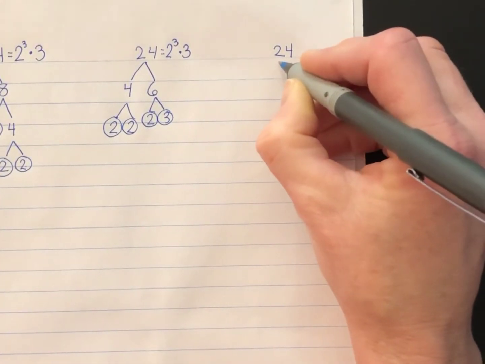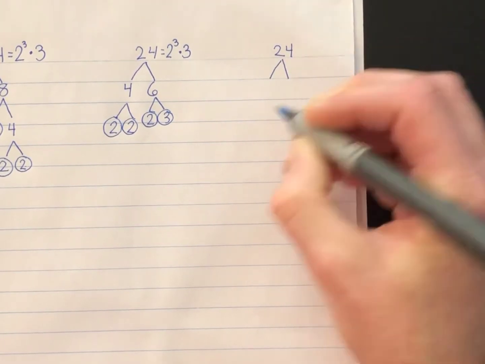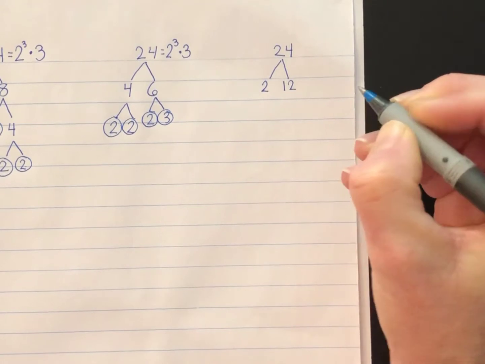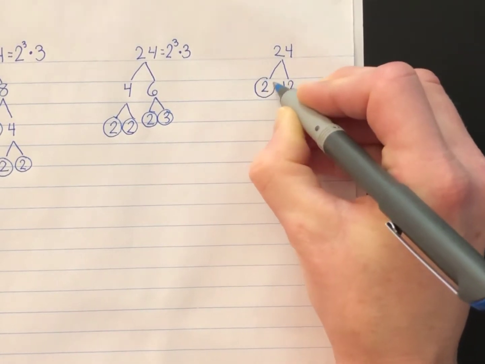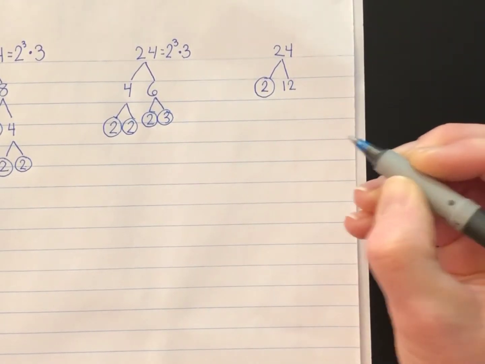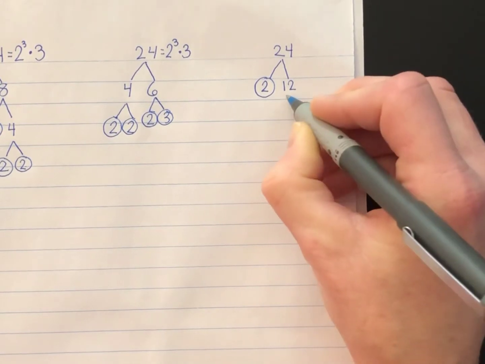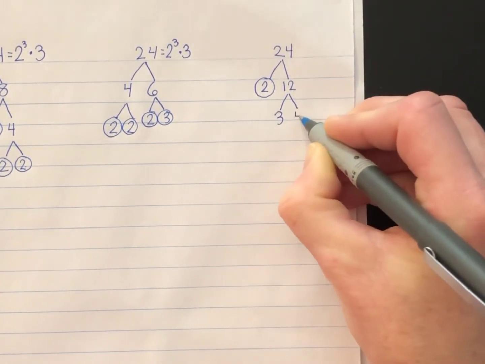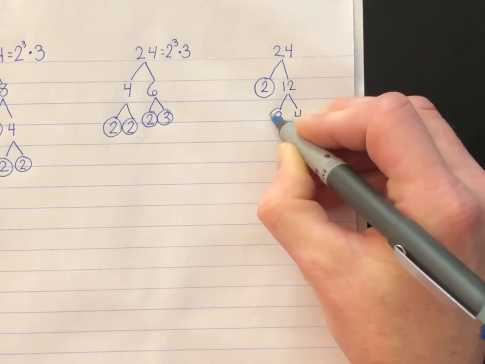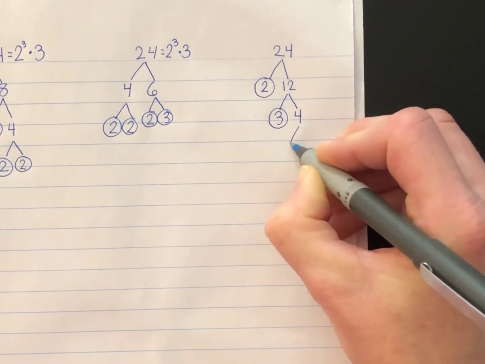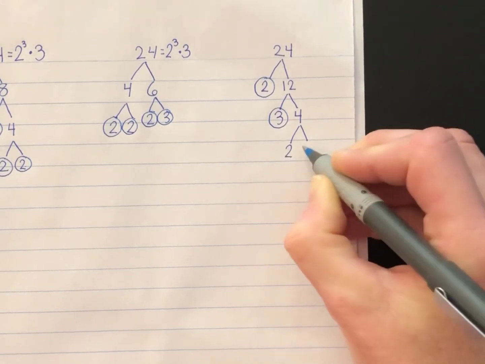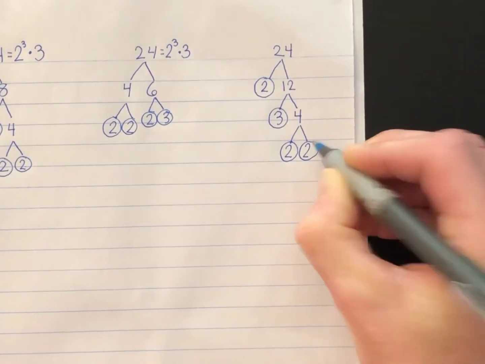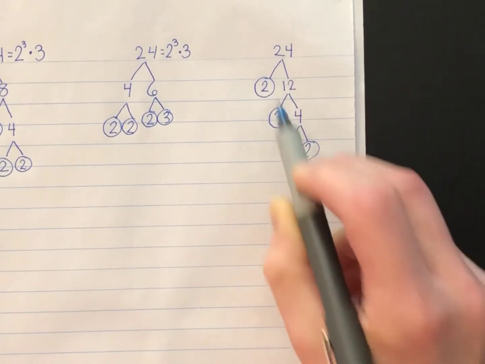if I do 2 times 12? 2 is prime. 12 is, let's see, I'll do 3 times 4. 3 is prime. 4 is 2 times 2. They're both prime. Once again, I'm left with 2 times 2 times 2 times 3.